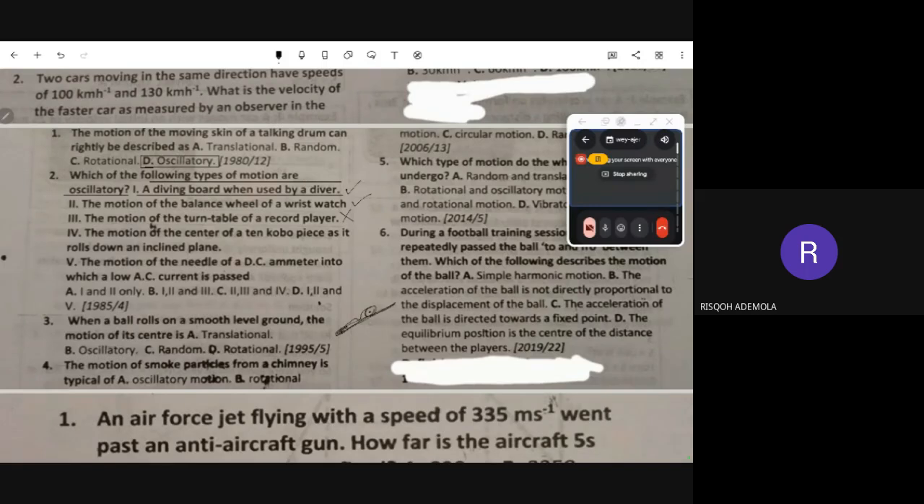The motion of the needle of a DC ammeter into which a low AC current is passed. Now, you guys know what a stabilizer is. I know stabilizer. Raise your hand. I don't know stabilizer. Raise your hand.